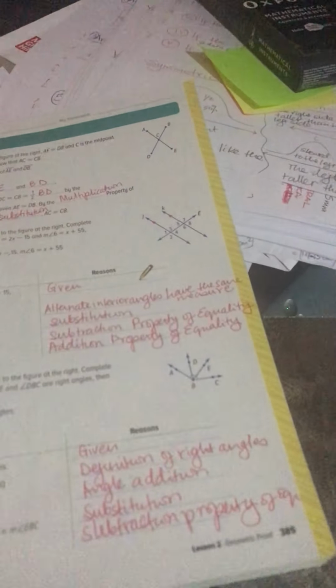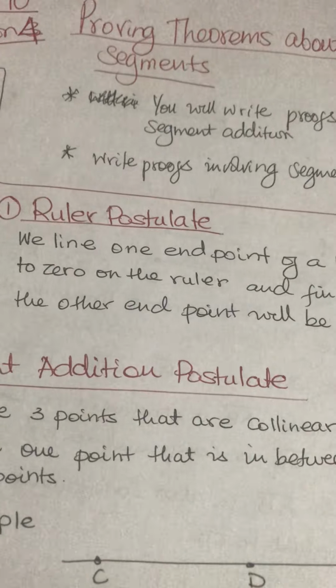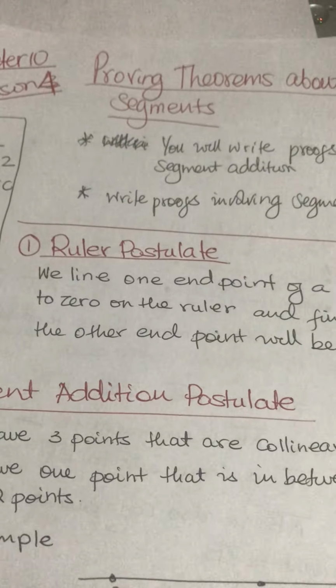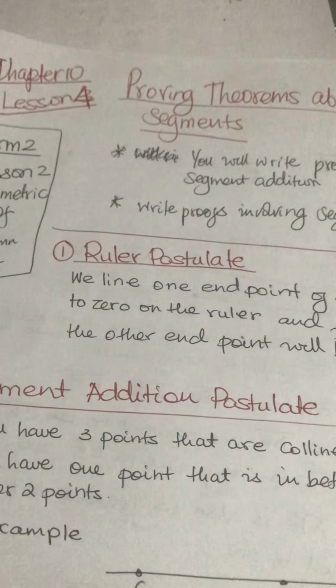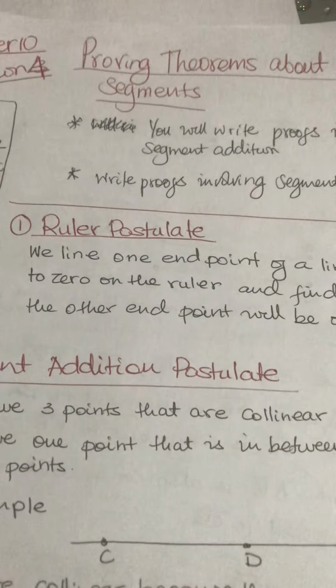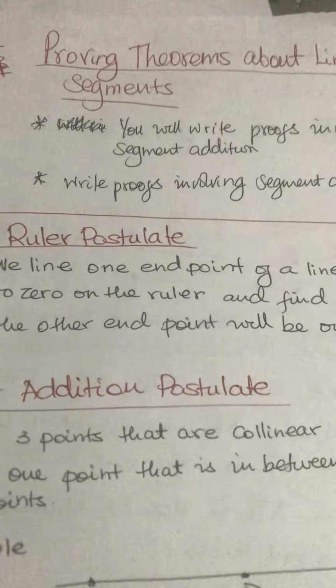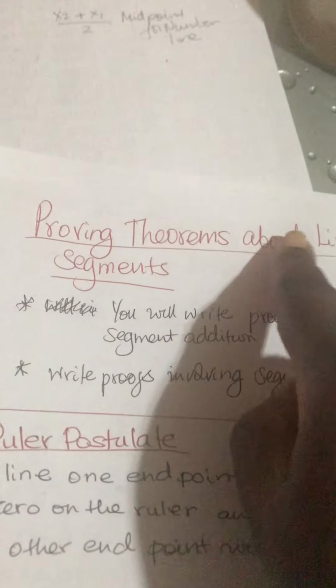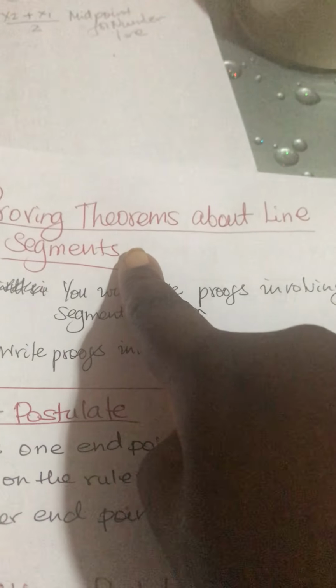Okay? That's what we are going to do here, but use different properties. And you should remember your addition property of equality, your subtraction property of equality, your multiplication property of equality, and your division property of equality, because you're going to use them here in this lesson. Okay? All right. So, proving theorems about line segments.